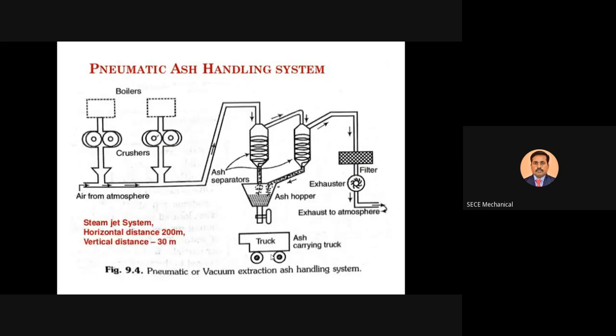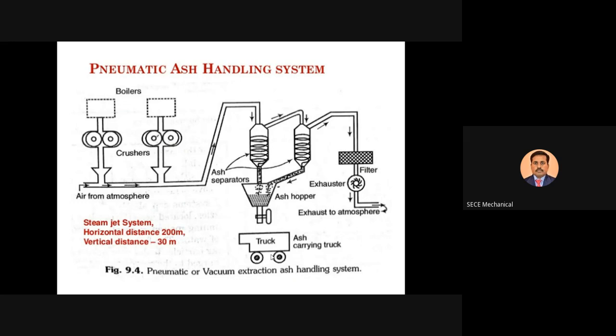Next we are going to discuss the pneumatic ash handling system. Pneumatic is nothing but air, so here air is used for handling the ash. With the help of steam and air, the steam jet system, air which comes from the atmosphere is forcefully sent to the ash separator tanks.